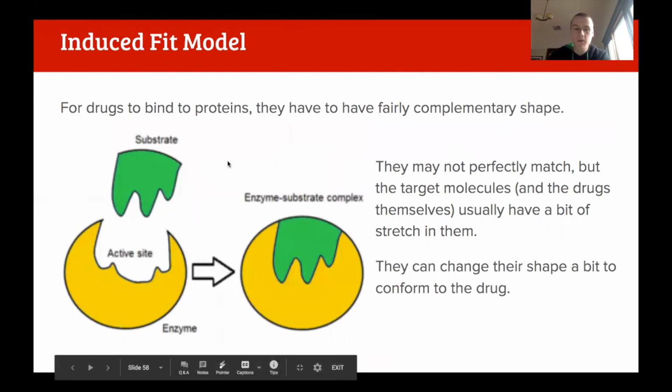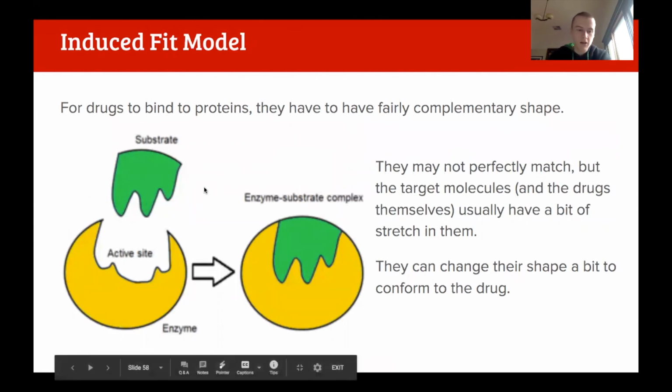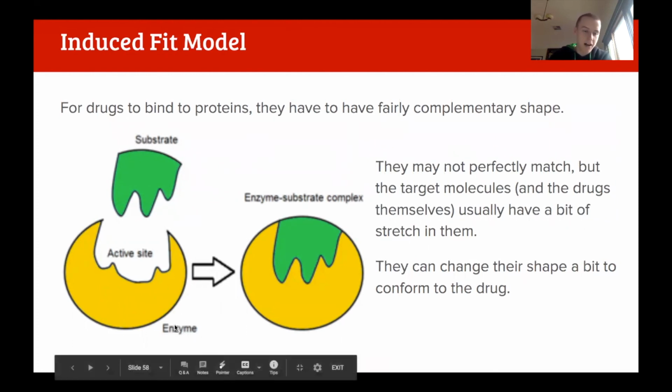Now, last thing I'm going to cover about this whole story is just this induced fit model. I'll keep it real brief. Basically, let's say that enzyme here is target protein, and let's say substrate is drug.